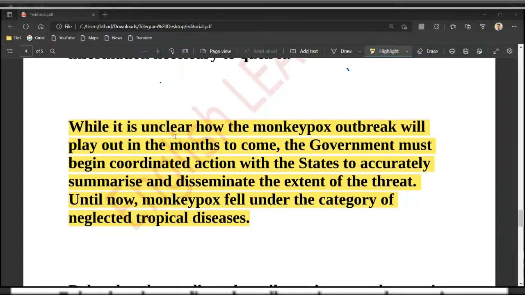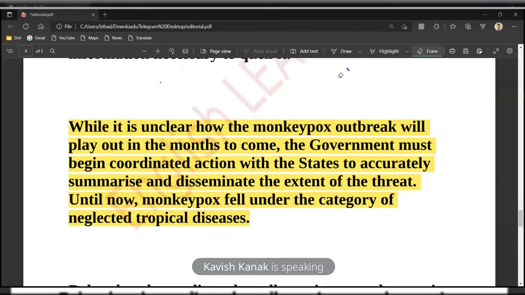Until now, monkeypox fell under the category of neglected tropical diseases. That means neglected tropical diseases. Does it mean that, I'm not getting it. Neglected tropical diseases is like this disease, monkeypox only occurred in the tropical region of the world, like Africa and Caribbean areas. So it was pretty much neglected in other countries till now. Okay.